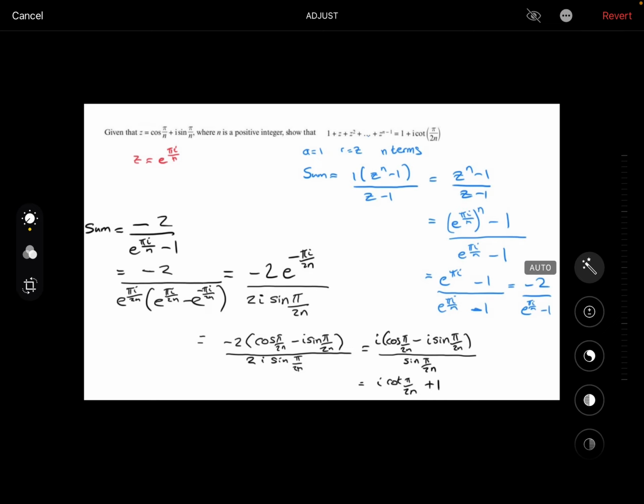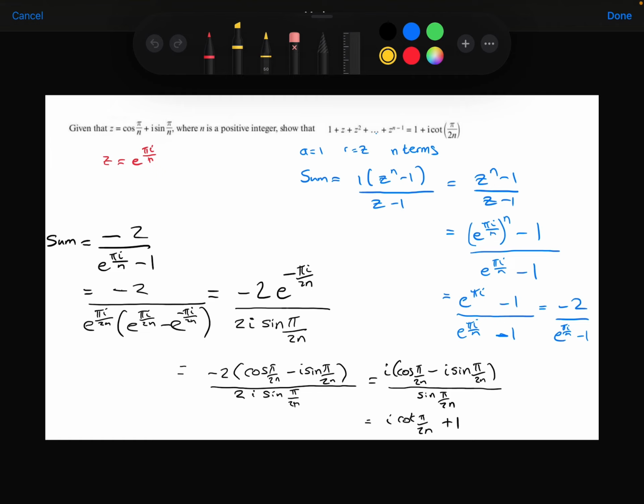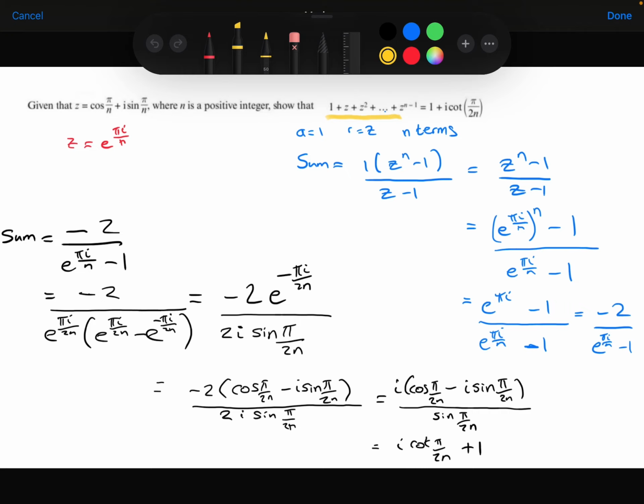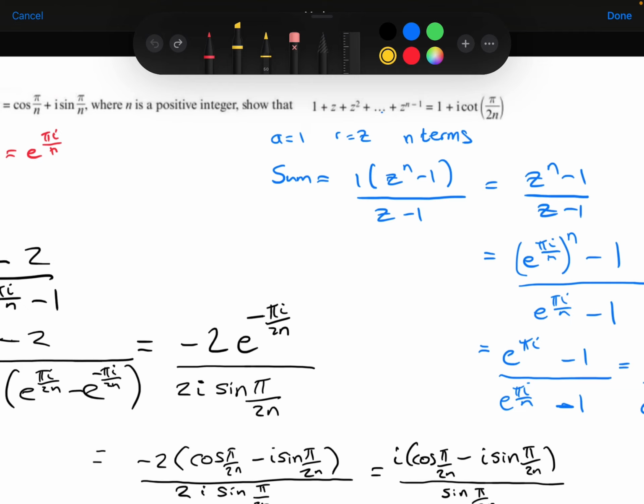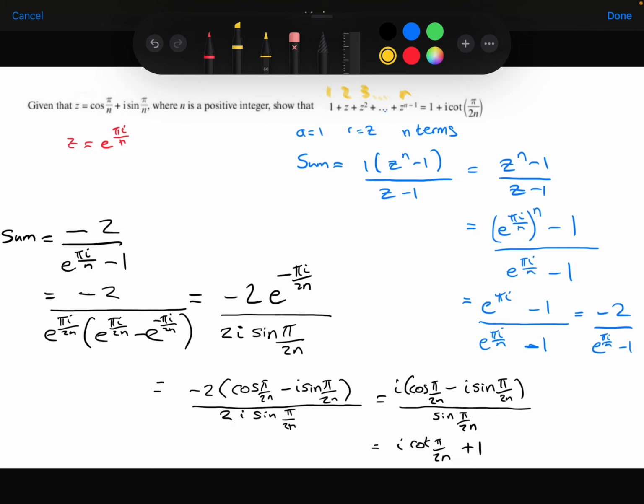And here's how I'm going to do it. So first thing, I'm going to note that this is a geometric series. It has first term 1, it has common ratio z, and it has n terms, because this is the first term, second term, third term, all the way up to the nth term. So using the sum formula, I've got a times r to the power n minus 1 over r minus 1. Clearly that simplifies to be this.